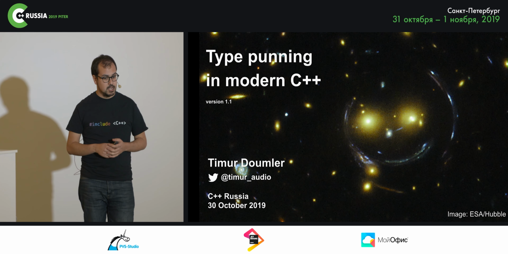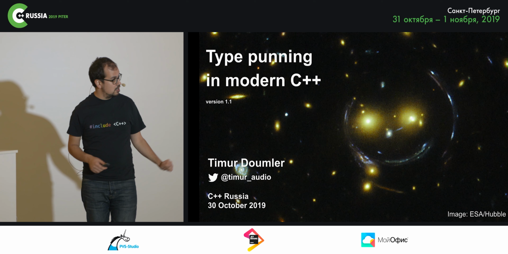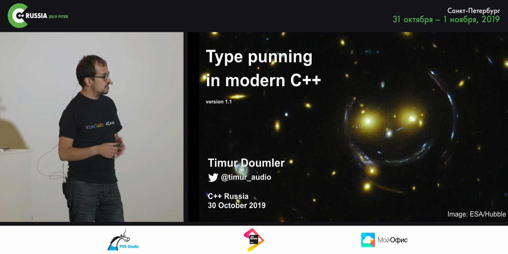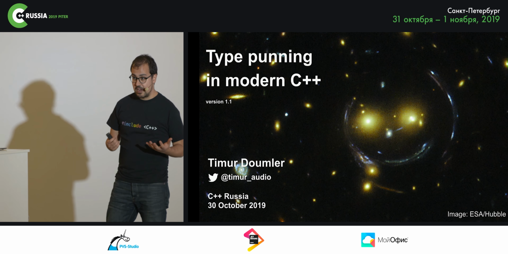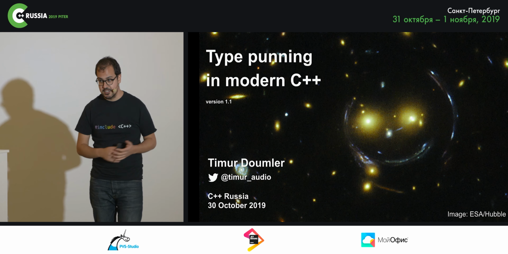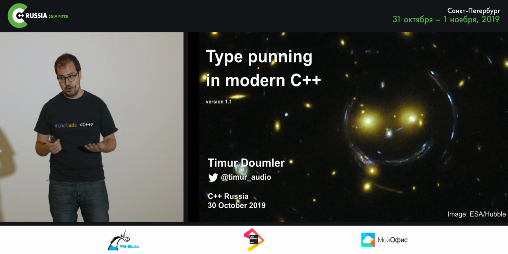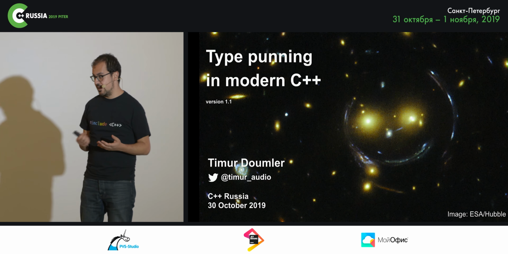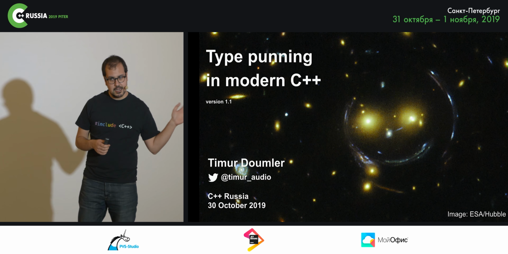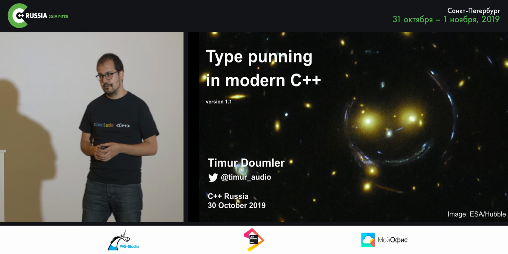So, this is the title slide of my talk. I always put astronomical pictures on my title slides. This one is a bunch of galaxies which are distorted by the gravitational lensing effect so that they look like an evil smiley face, which I thought was appropriate for the title of the talk, which is Type Punning in Modern C++. Except actually, that title is also not actually the title of the talk.